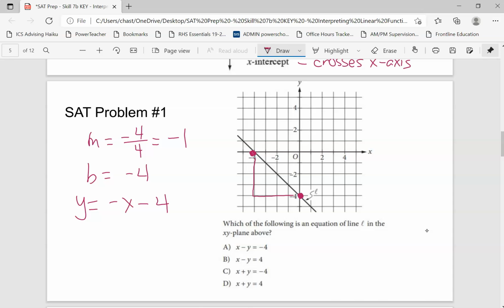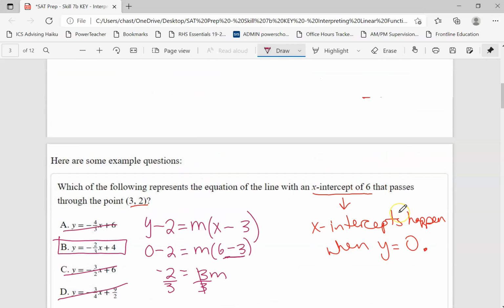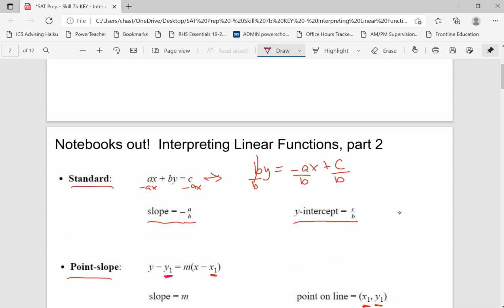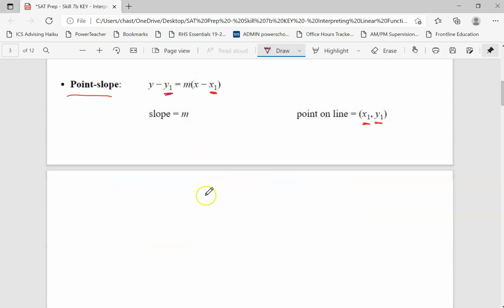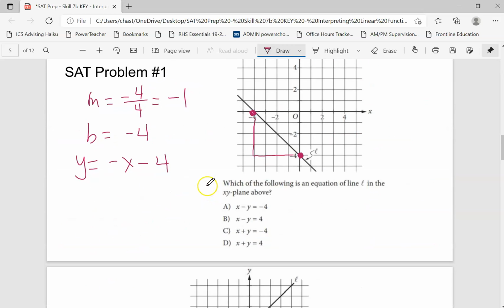But all of these equations are in standard form. So if we go back up to the standard form, that says ax plus by equals c. So if I have that form of the equation, I need my x and y on the same side. So I'm going to add x to both sides here. And I get x plus y equals negative 4, which is going to be choice C. Okay?